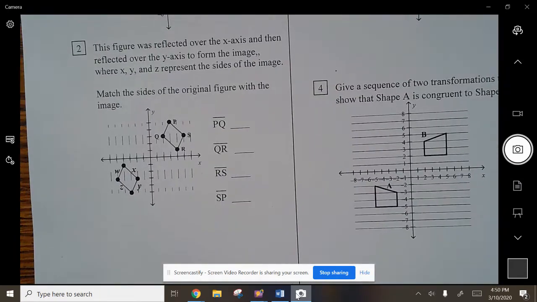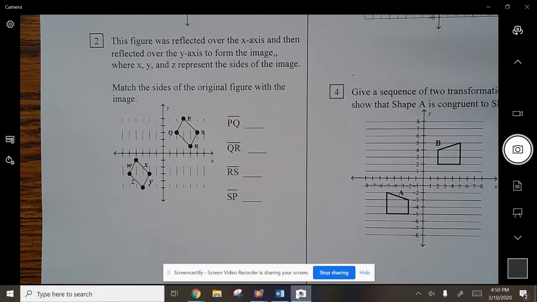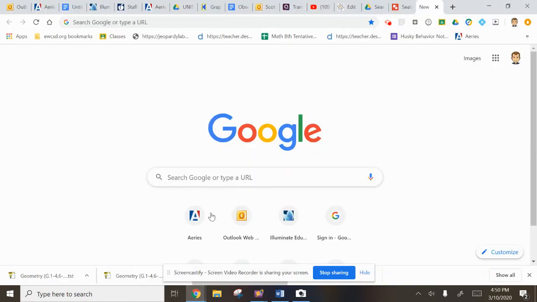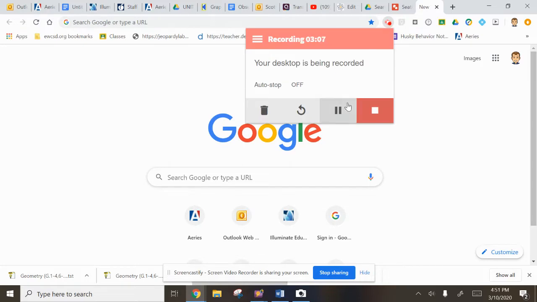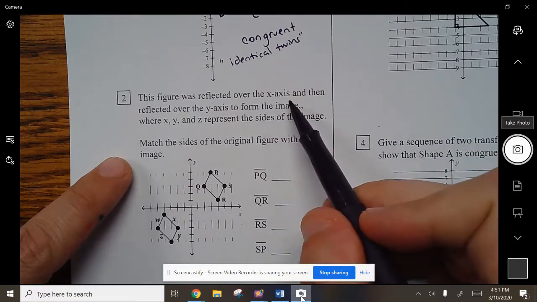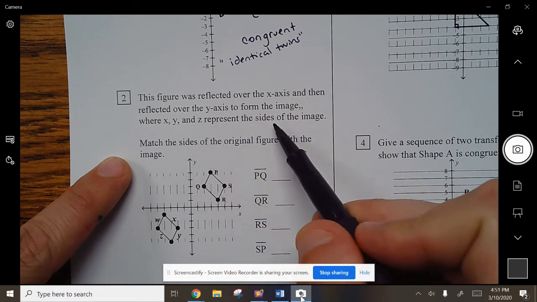Number 2 is a little bit of a trip. You're going to have to reflect over the x-axis and then reflect over the y-axis to form the image. All right, you can use your patty paper when you're doing this, and you're going to do the best you can with reflecting this. Let me get some patty paper real quick. So the figure was reflected over the x-axis and then reflected over the y-axis to form the image where x, y, and z represent the sides of the image.